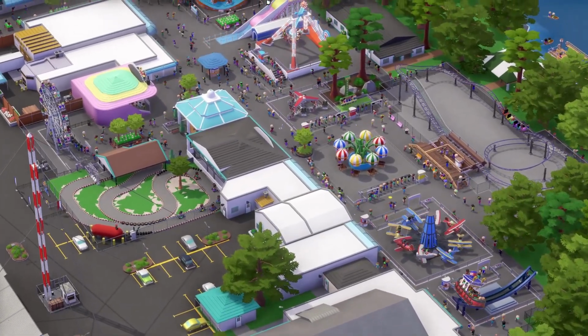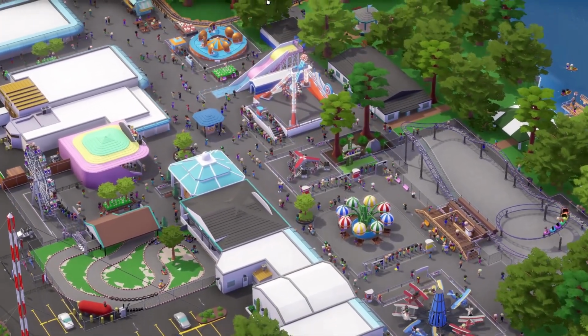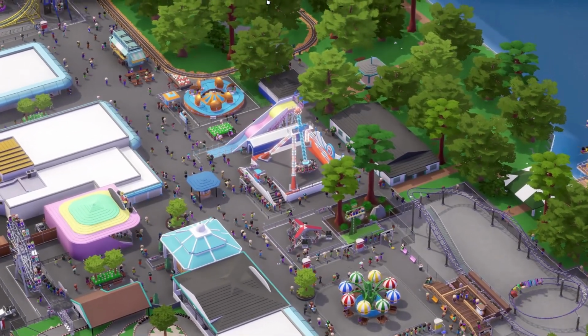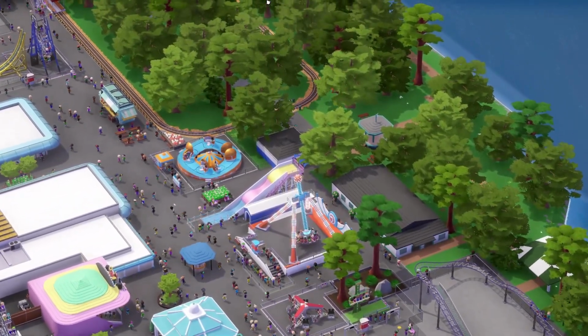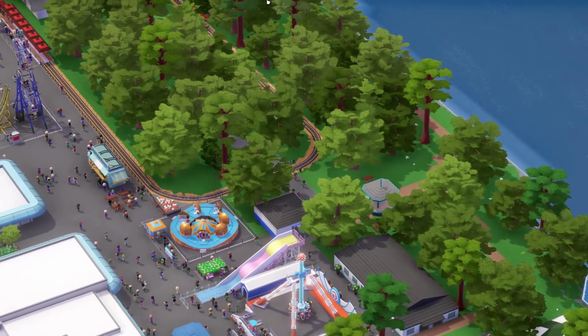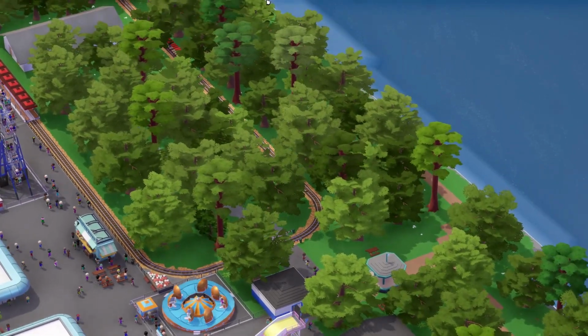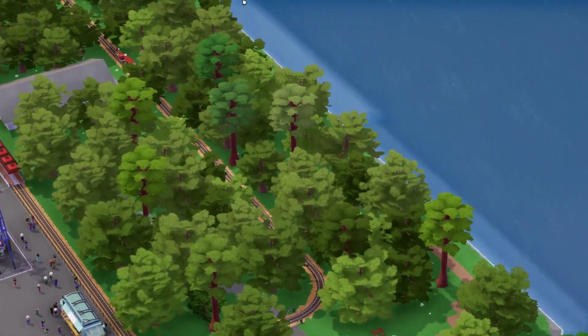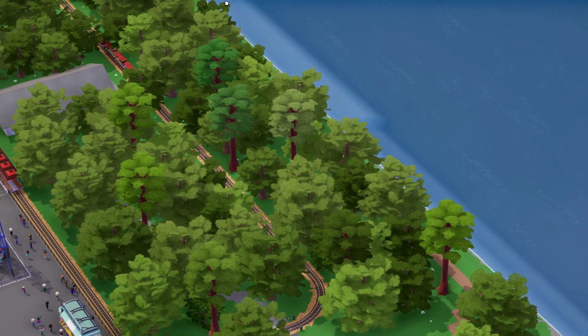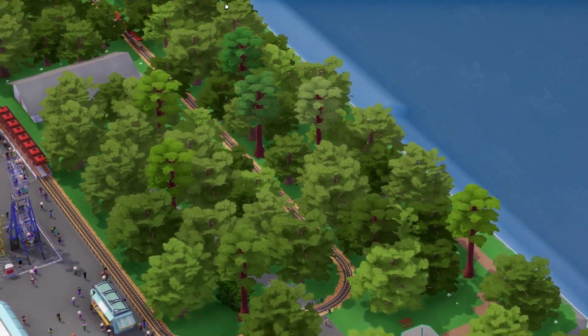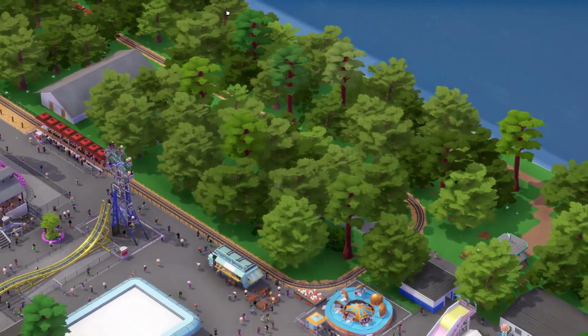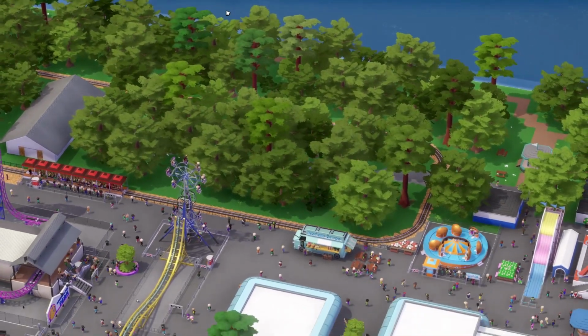Hello and welcome to my Oaks Park recreation in Parkitect. This amusement park is about 3 miles south of downtown Portland, Oregon, and it's 117 years old and opened in 1905. So it's one of the oldest continually operating amusement parks in the US.